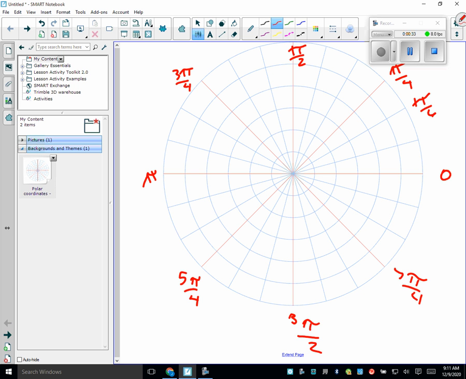This would be pi over 3. This would be 2 pi over 3. And this one would be 5 pi over 6. This would be 7 pi over 6.